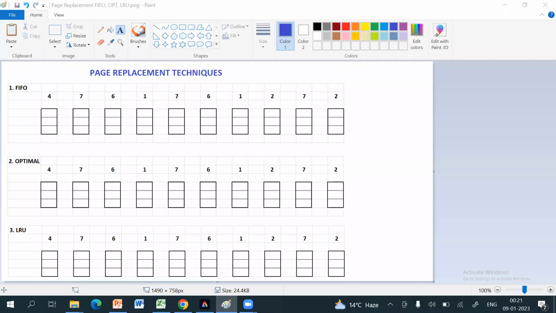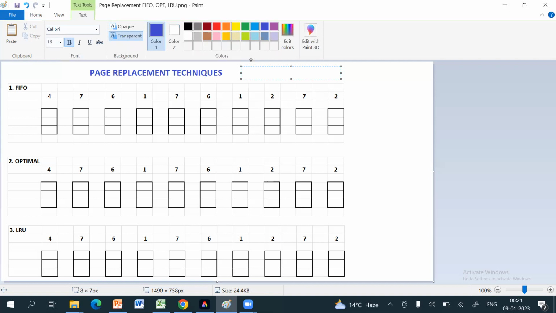Hi folks, so in this video we are going to discuss page replacement techniques as part of the operating system coursework. Under page replacement techniques we will be focusing our attention mostly on the three major techniques: FIFO, optimal and LRU, right? So again, to understand these page replacement techniques we are taking the help of a simple numerical here.